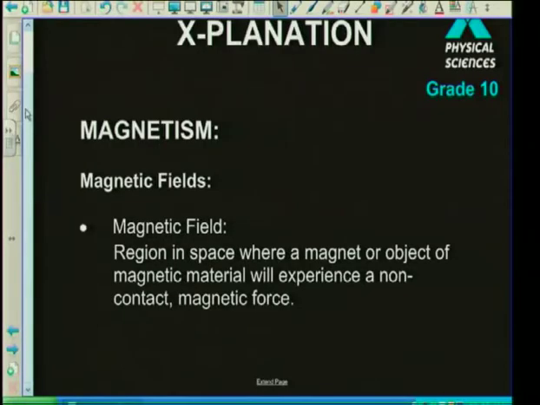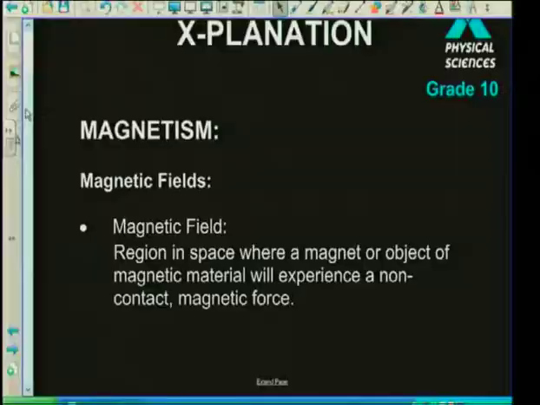Now, first of all, we need to deal with what is a magnetic field. So this is the first definition which you need to know. And we say that a magnetic field is a region in space where a magnet, or an object of magnetic material, we'll talk about those in a second, will experience a non-contact magnetic force. Now, this is quite important, grade 10s, because by non-contact, they do not need to touch in order for the forces to be there.